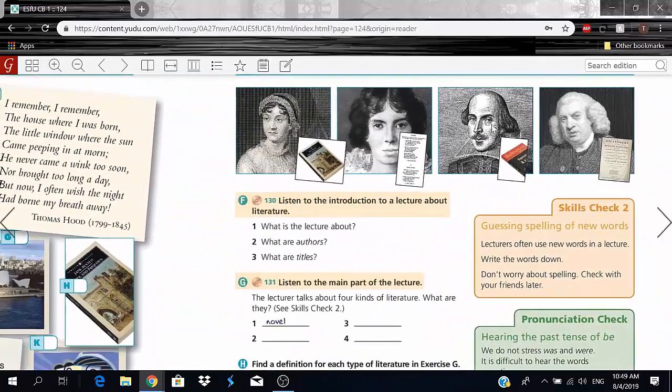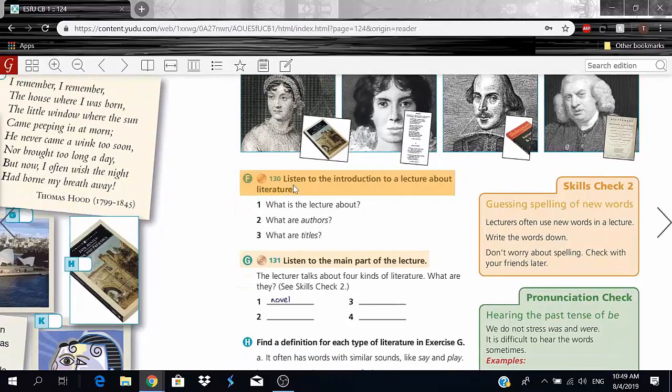And here we have different artists, you guys. Okay. So here we have exercise F. Listen to the introduction to a lecture about literature. Okay. And here we have skills check 2. Guessing spelling of new words.